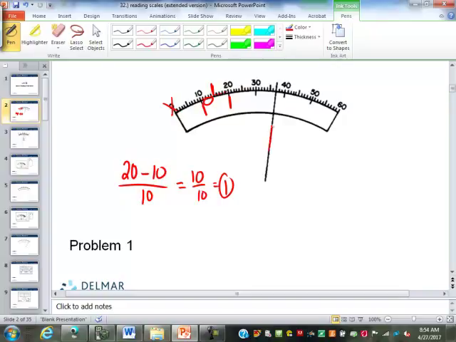So where's this needle pointing here? 37. This is 35, 6, 7.